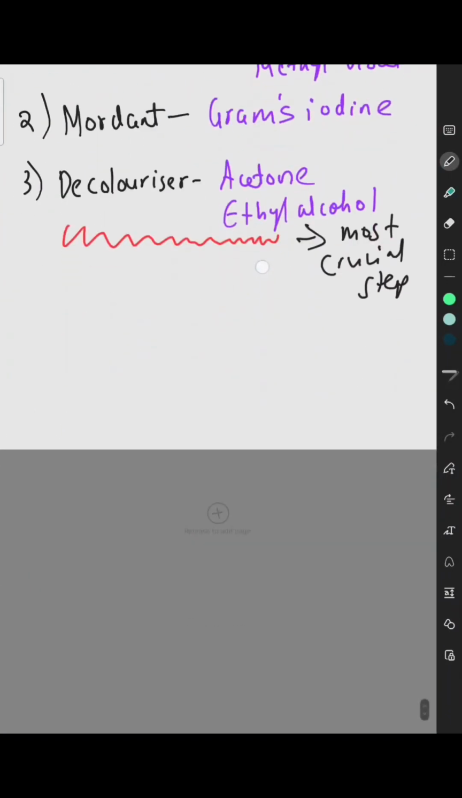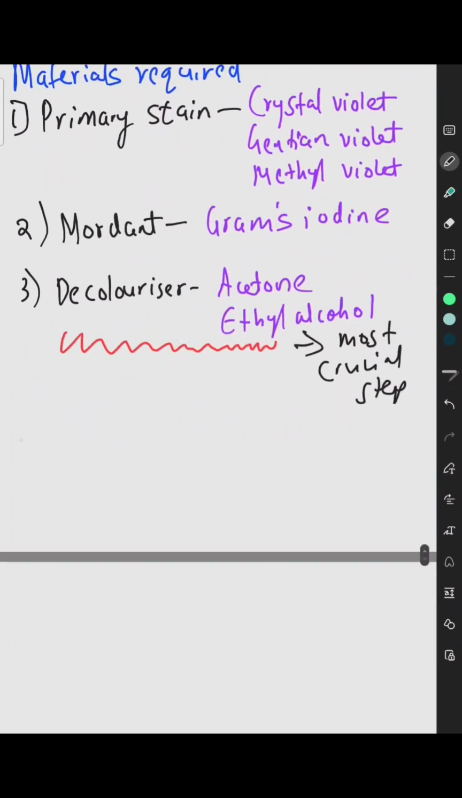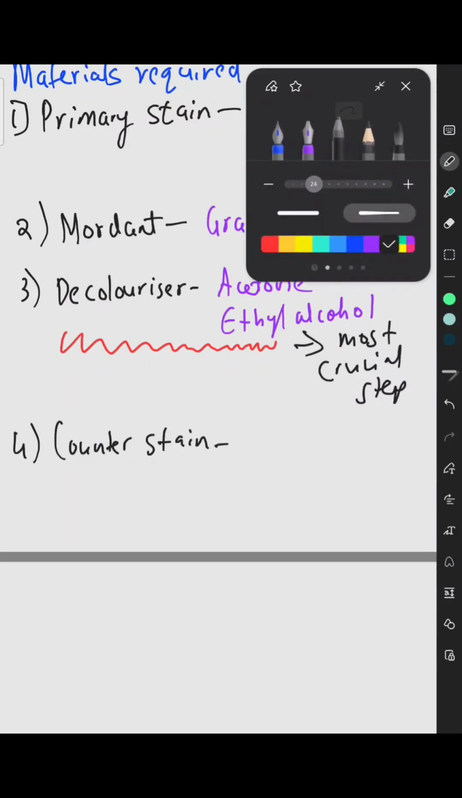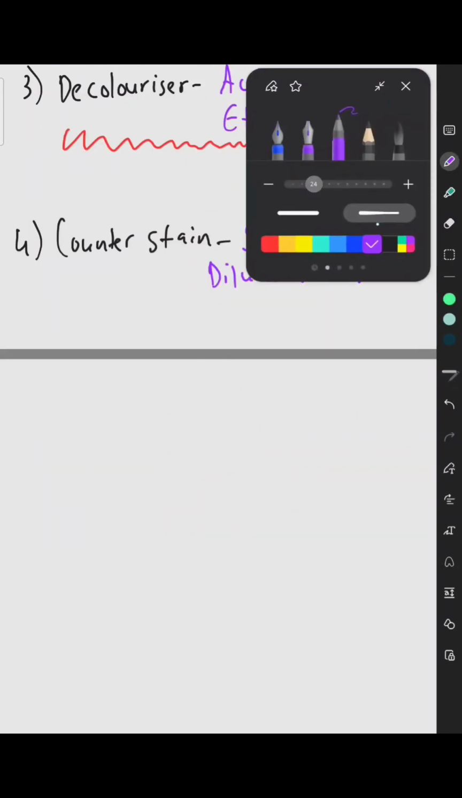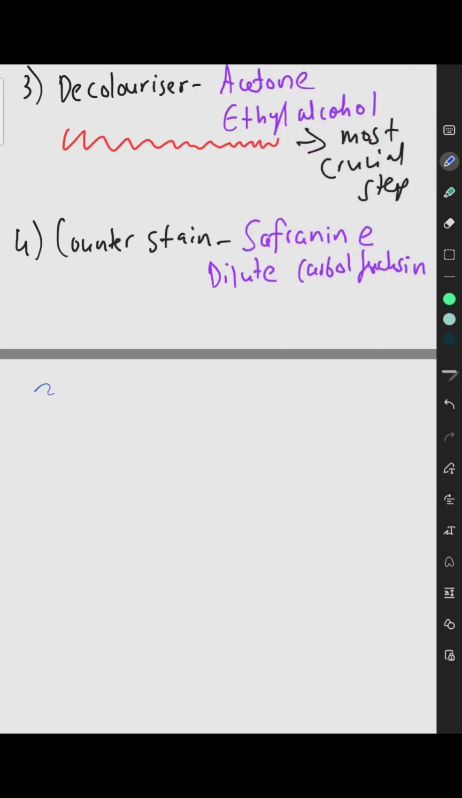And lastly, we will require a counterstain. The counterstain basically provides the background against which we will view the slide under the 100 times oil immersion lens of the microscope. The counterstain we use in gram staining is safranin, or we can use the stain used in acid fast staining, which is dilute carbol fuchsin. Acid fast staining will be covered in another video. So these are all the materials which are required to perform the gram staining.